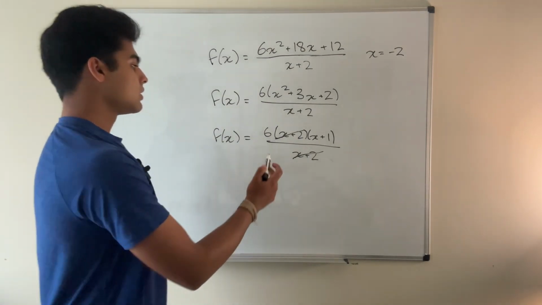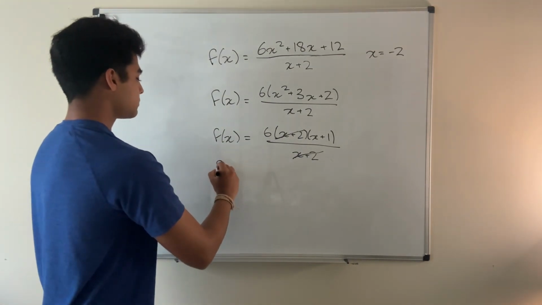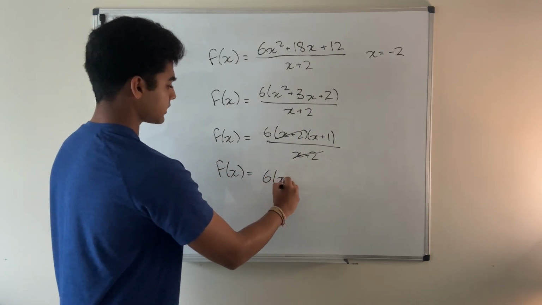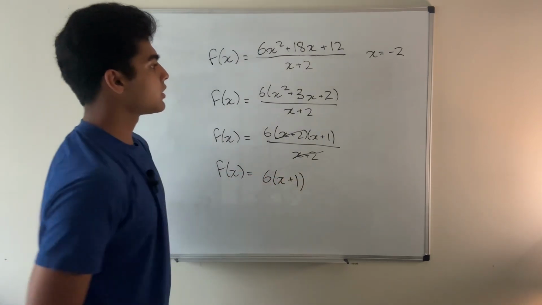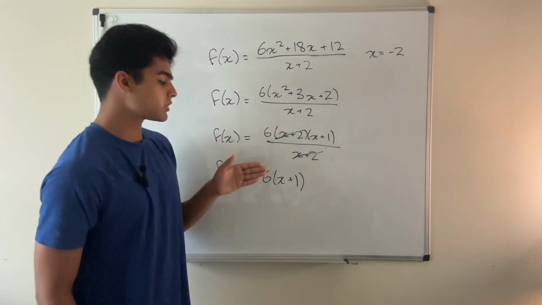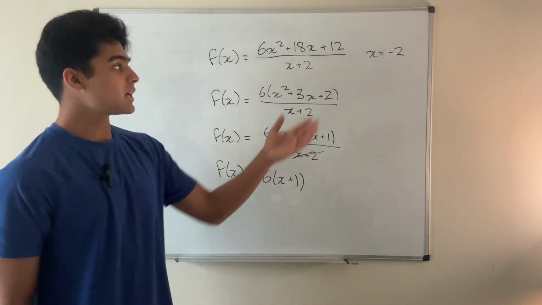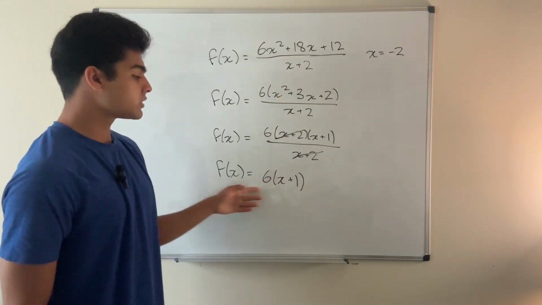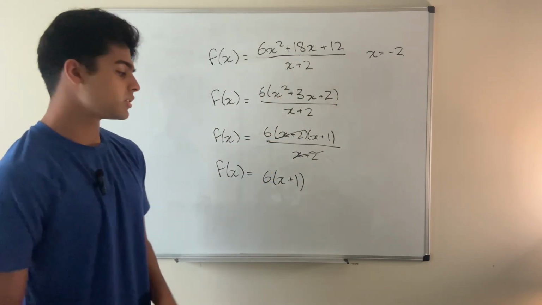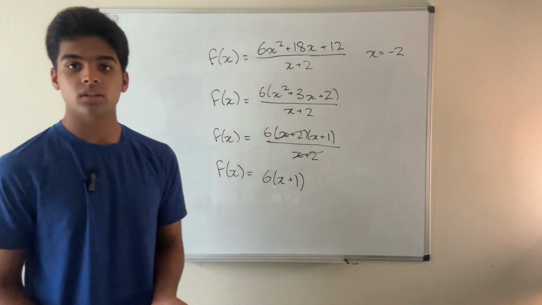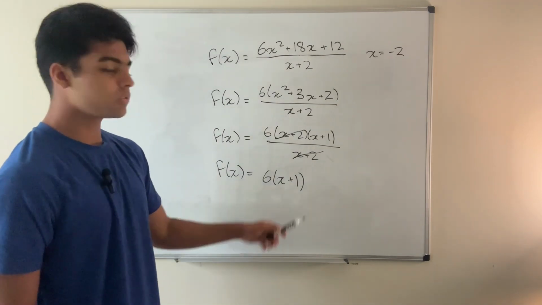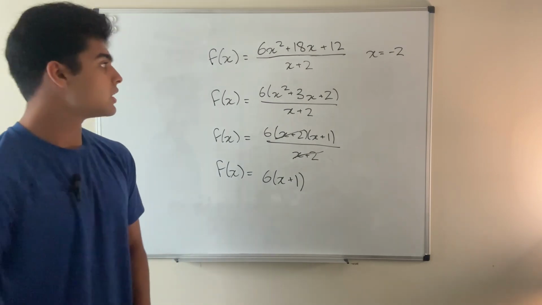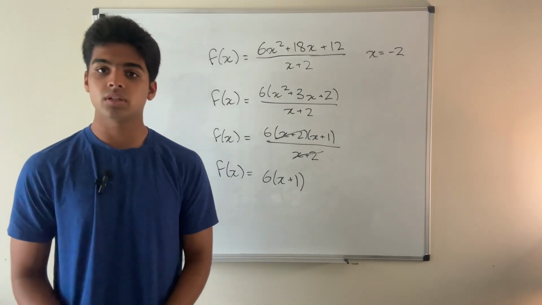Now we're left with the simplified function, 6 times x plus 1. This is literally the same exact function as this, except instead of having a discontinuity at negative 2, this function is continuous for all values, because there's no value which will give us a discontinuity. So this is how we remove the discontinuity algebraically, using factoring methods. Now let's look at how to remove it using rationalization.